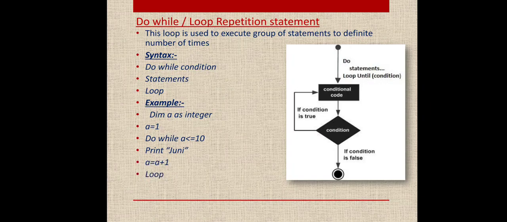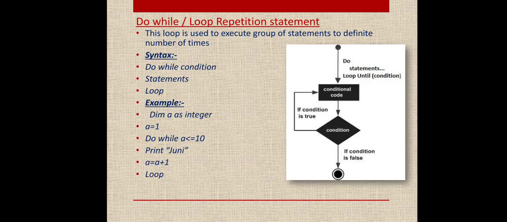So let's understand this very code. First we made the dimension: dim a as integer. After that we initialize a equal to 1. We write do while a is less or equal to 10. That means the condition of the variable is to be less than or equal to 10. Until the condition is true, the message print Juni will get printed.